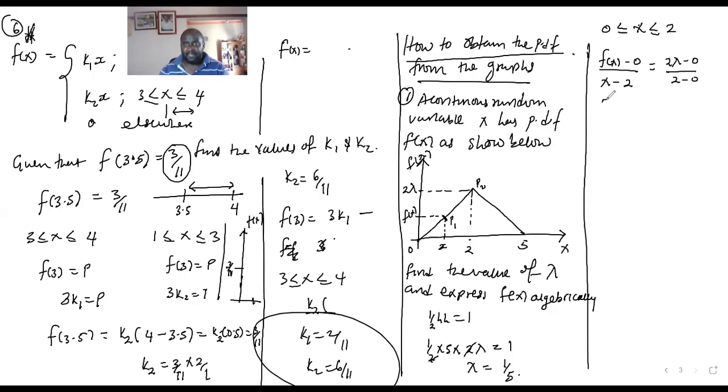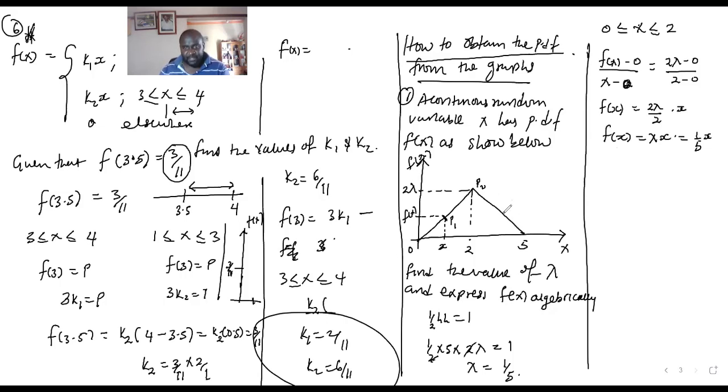Therefore, f of x, sorry, no, this is supposed to be 0 because I'm using 0, 0. So f of x is going to be equal to 2 lambda out of 2 times x. So in that region, f of x is equal to lambda x. Because lambda is a fifth, it's going to be equal to 1 out of 5 x. And that is the first case.